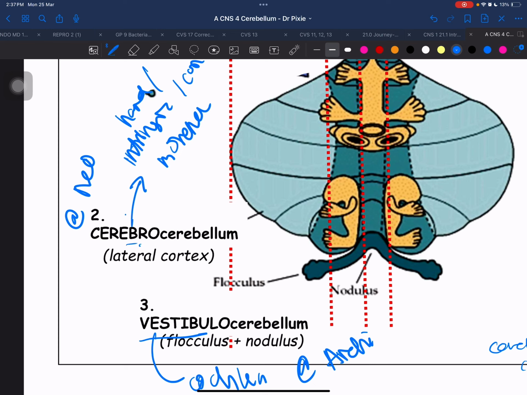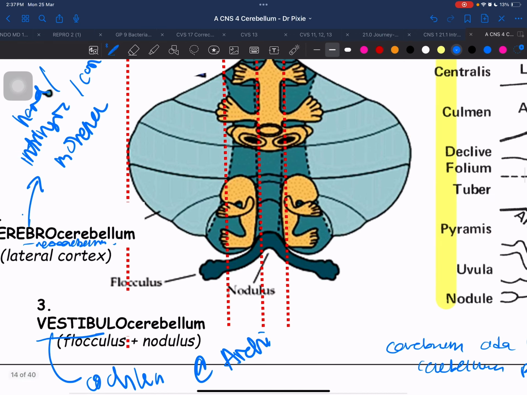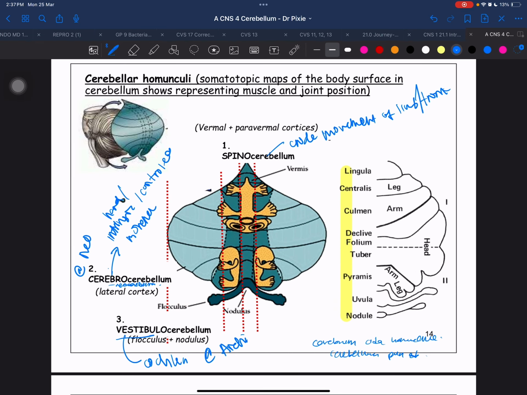Lateral loop, posterior loop, lateral zone, paramedian zone, and median zone. Again, this is the median zone, vermis, paramedian, and lateral zone. The lateral zone is more for the action by the digit of your hand. But the upper limb, arm and forearm, fall into the paramedian zone. So this is the vermis, paravermis, and this is the lateral.